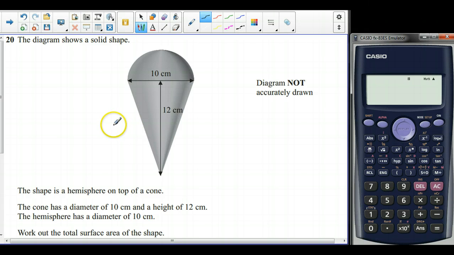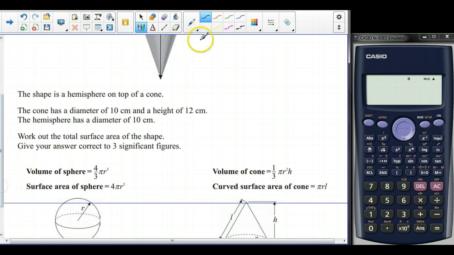This is question 20 from a Methods Unit 2 paper, calculator paper, and it's a practice paper. The question is looking at a 3D object, and it's made up of a hemisphere, that's half of a sphere, hence the northern hemisphere and southern hemisphere when we refer to the world, and it's on top of a cone. It tells you the dimensions: the cone has a diameter of 10 centimeters, height of 12, and those are indicated on the diagram. And it's asking you to work out the total surface area of the shape.